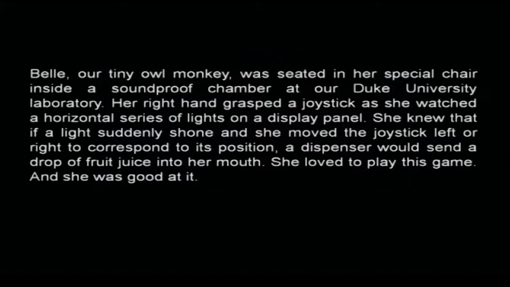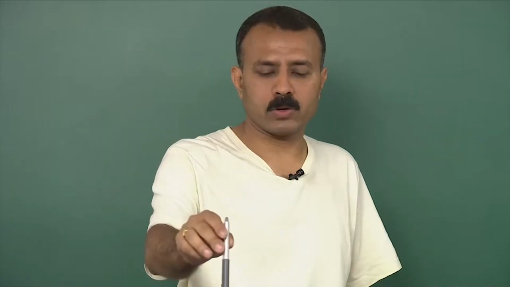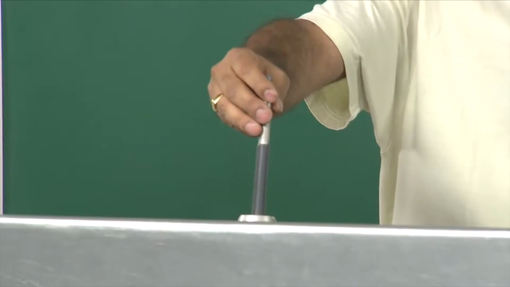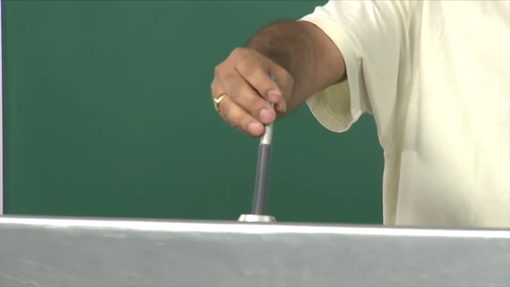Her right hand grasped a joystick as she watched a horizontal series of lights on the display panel. So, imagine, if you look at me now, the way I am holding it. I am grasping a joystick and I am seeing a lot of lights in front of me.